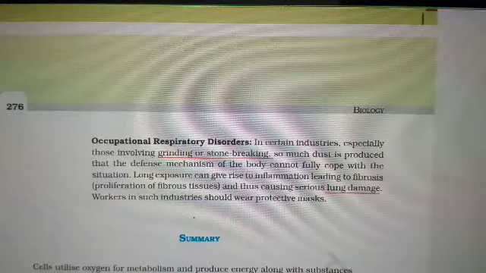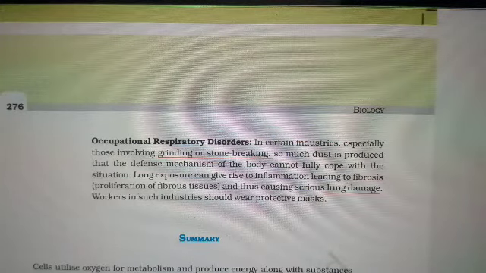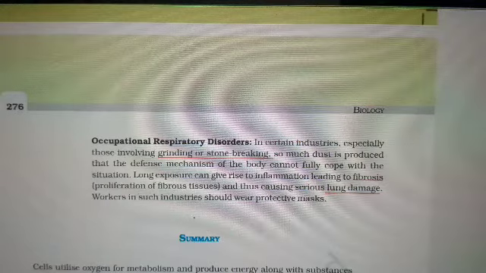And the last one is occupational respiratory disorders, especially in industrial areas, for those working in grinding and stone breaking. Generally, small particles are inhaled, and this gives rise to inflammation leading to fibrosis and proliferation of fibrous tissues that can cause serious lung damage. Workers in that industry should wear protective masks.